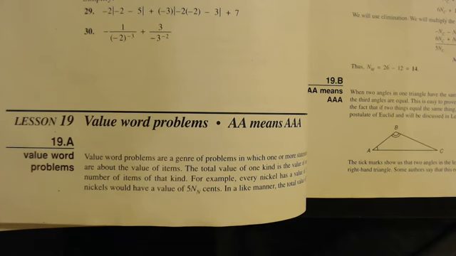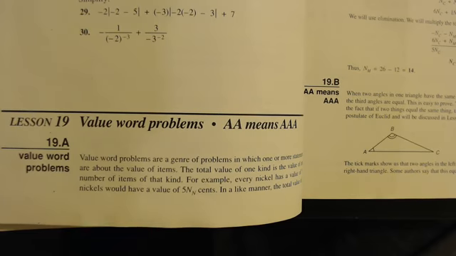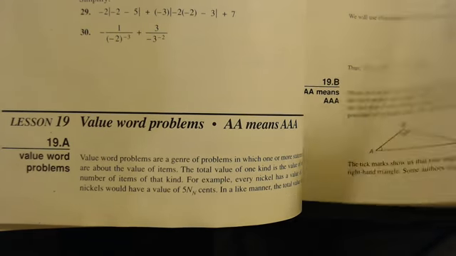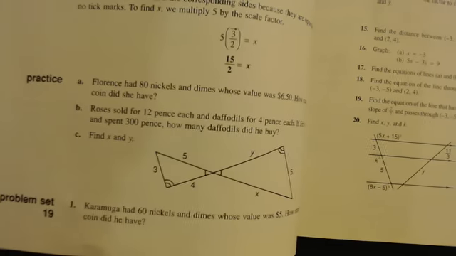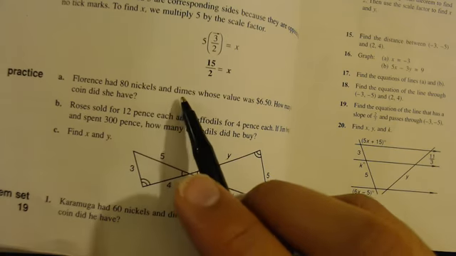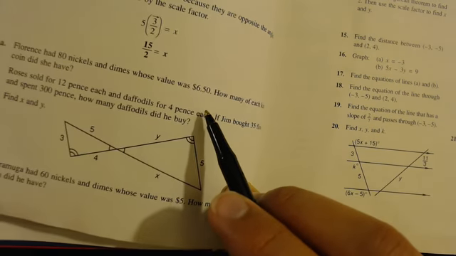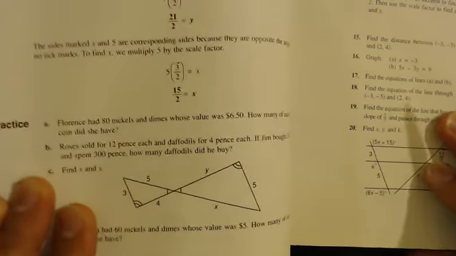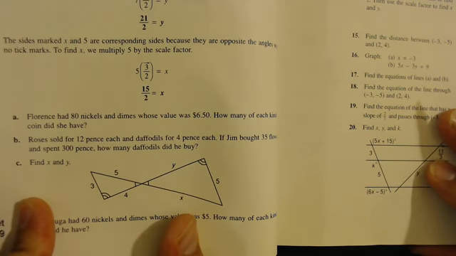Algebra 2, Lesson 19, Value Word Problems, and angle angle means angle angle angle. So beginning with value word problems, we'll be starting on practice A. They tell us Florence had 80 nickels and dimes whose value was $6.50. How many of each coin did she have?